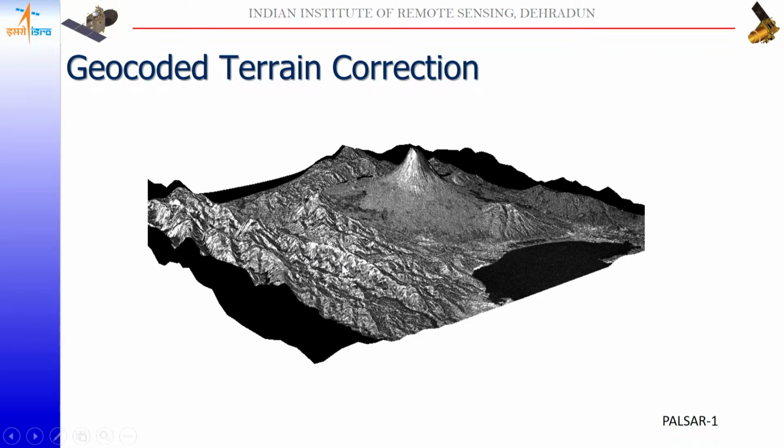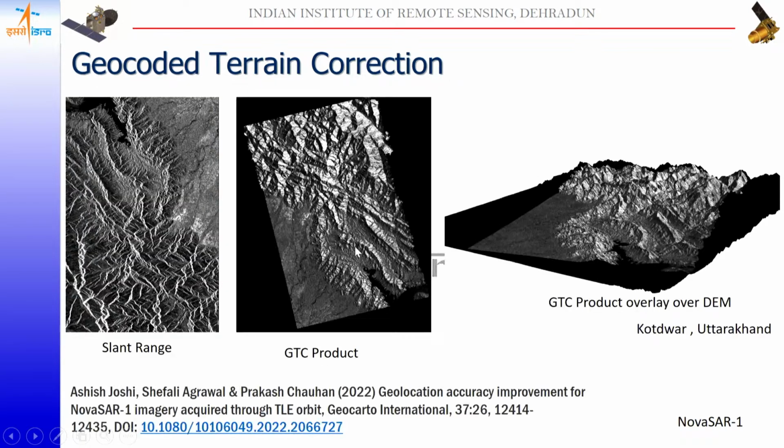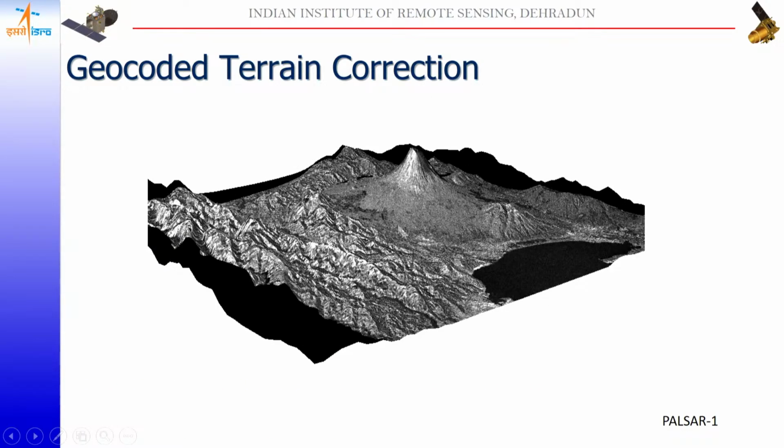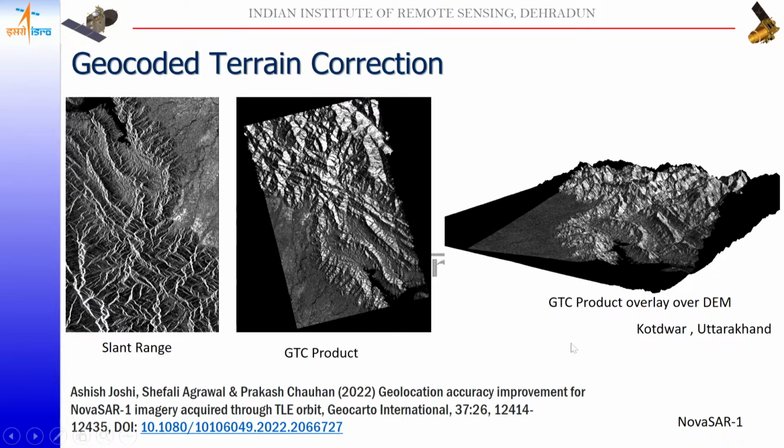All these are the layover and shadow effects. So you can see this is the Pulsar image, and this is the NovaSAR-1 image actually. In this NovaSAR image we have done the geometrical correction. You can see the mountains, how they look in slant range, and how they look in the geocoded terrain corrected product. Now the mountains look like mountains.